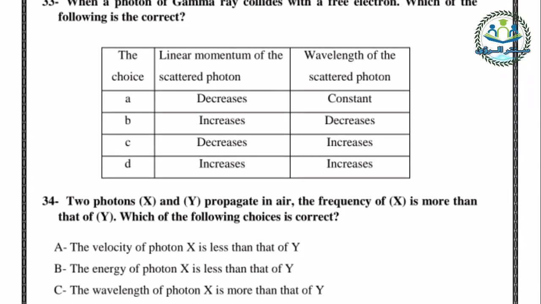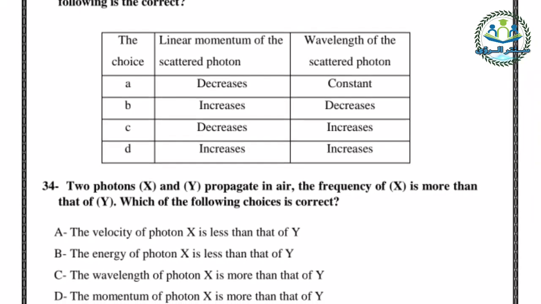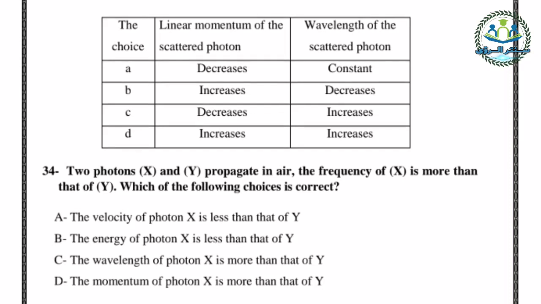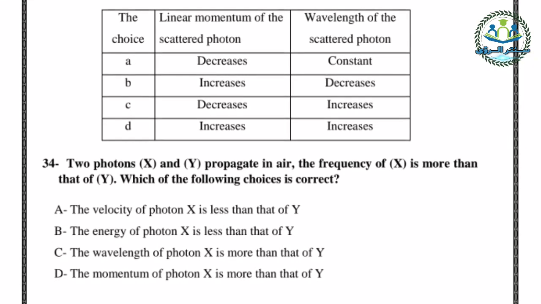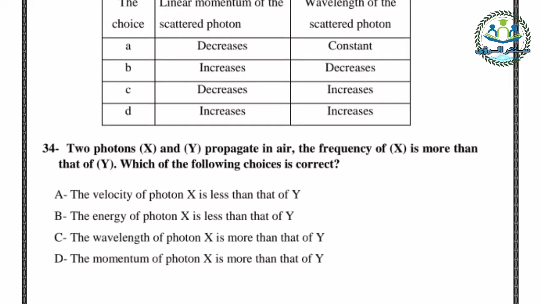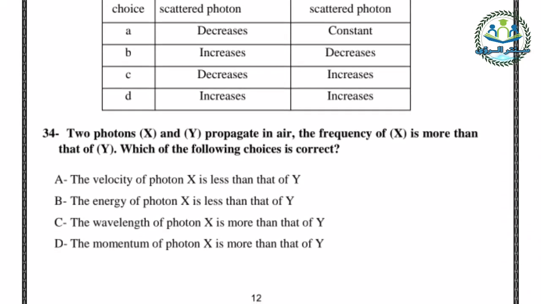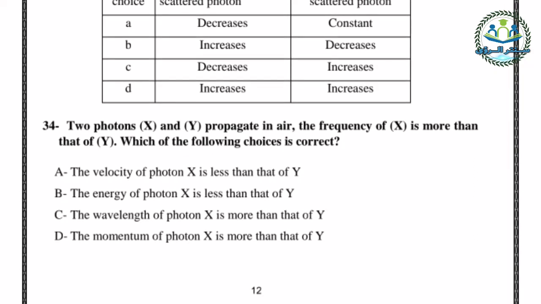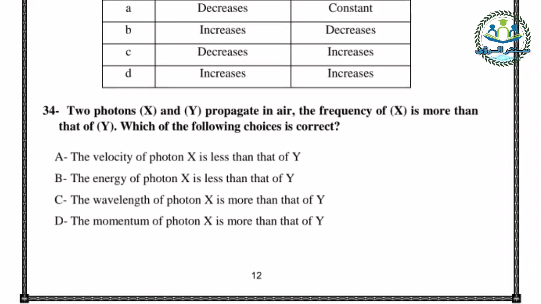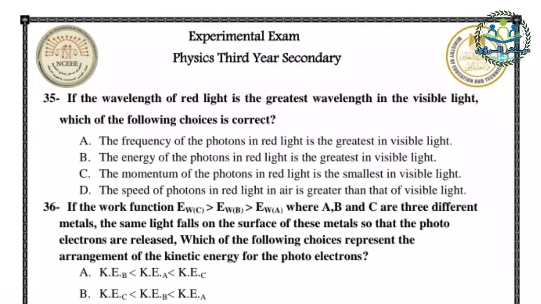34. Two photons, X and Y, propagate in air. The frequency of X is more than that of Y. Which of the following choices is correct? A) The velocity of photon X is less than that of Y. B) The energy of photon X is less than that of Y. C) The wavelength of photon X is more than that of Y. D) The momentum of photon X is more than that of Y.